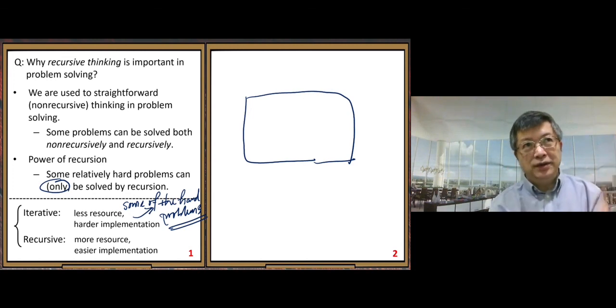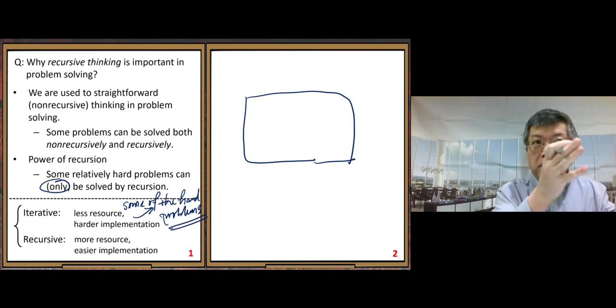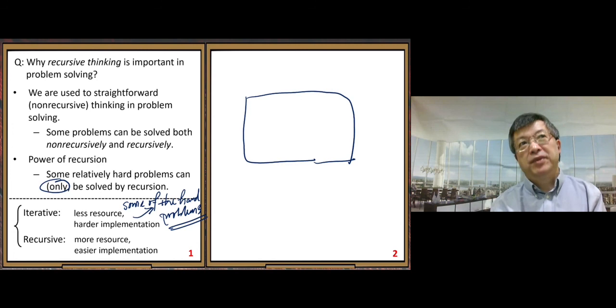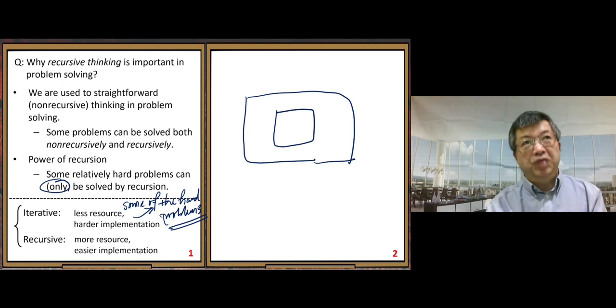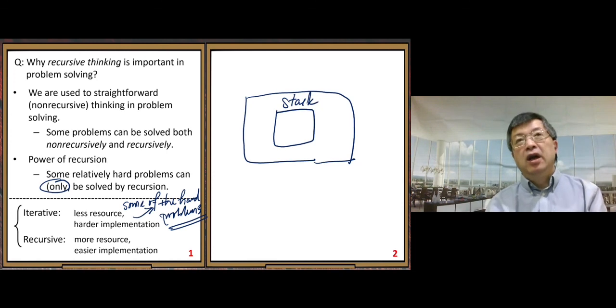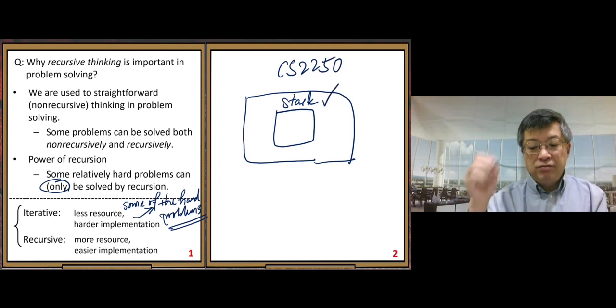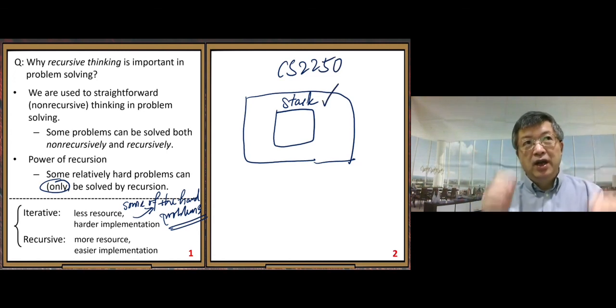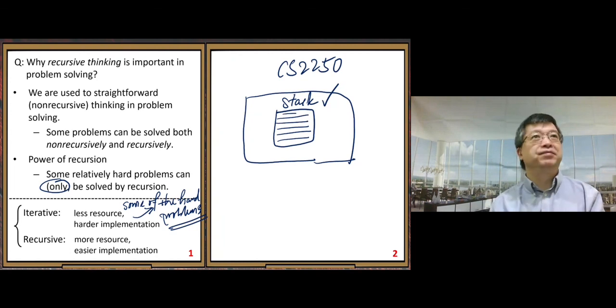Now for the recursive way, how do we implement a recursive function call in main memory? It uses a very special data structure called a stack. I think in CS 2250, you learned the stack data structure, right? The recursive function is implemented by many levels in a stack.